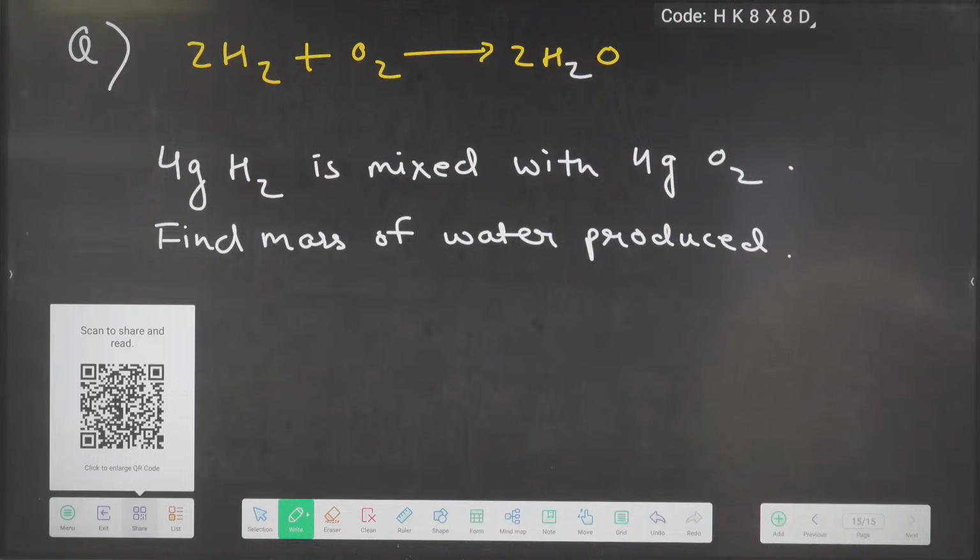Only in the limiting reagent. Okay? Only in the limiting reagent.